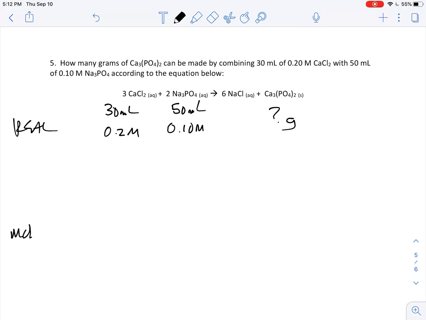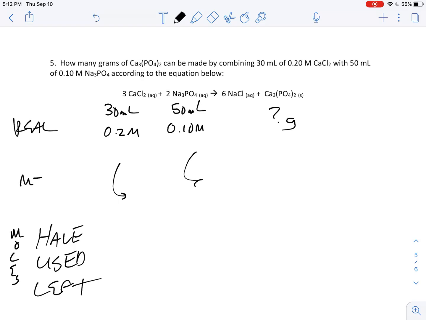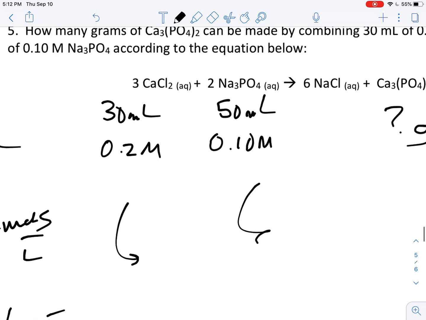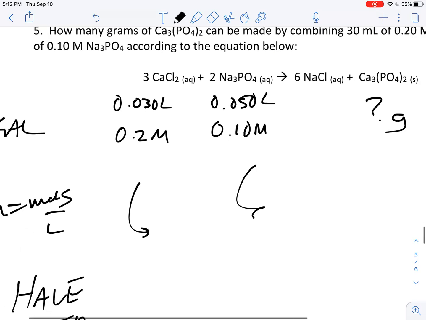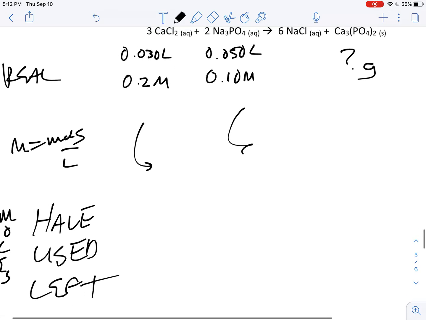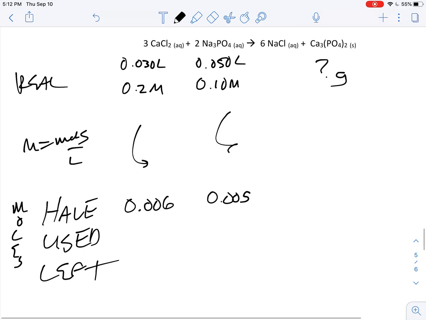Now we're going to get down here to our moles of what I have, what I'm using, and what is left over here. So in each of these cases, I am using molarity is equal to the moles per liter. So I'm going to have to turn these into liters. So this is really 0.030 liters and 0.050 liters. So hopefully you're all good with how to do that at this point. So I'm going to end up with 0.006 moles here and 0.005 moles here.